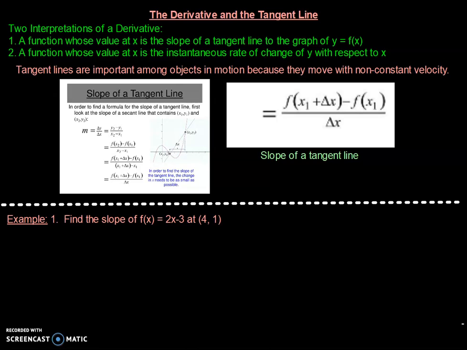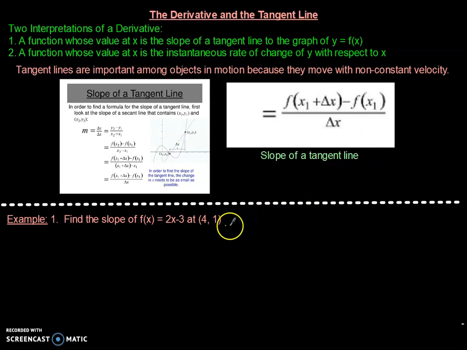Hi guys, so today we're going to go over the derivative and the tangent line. So two interpretations of a derivative. The first one is the one we're going to address today, a function whose value at x is the slope of the tangent line to the graph of y equals f of x.